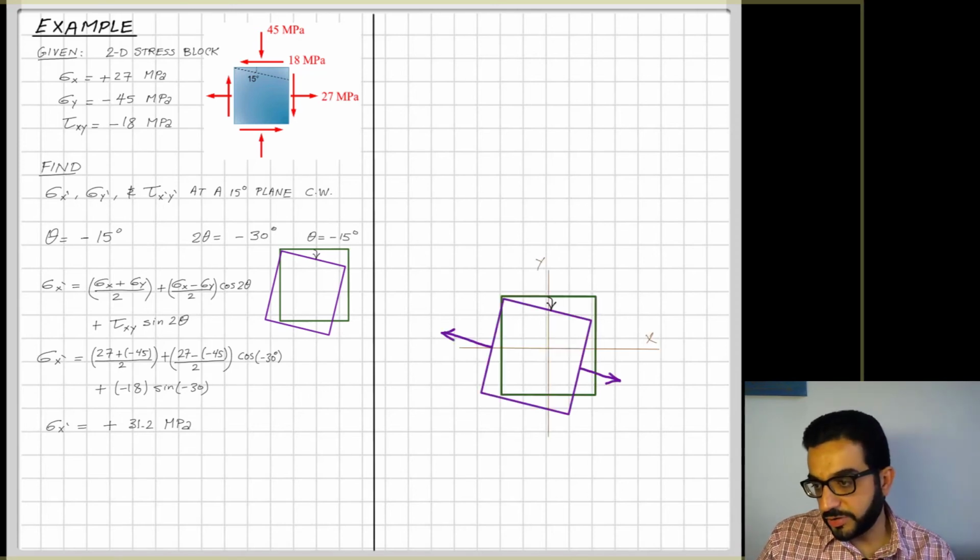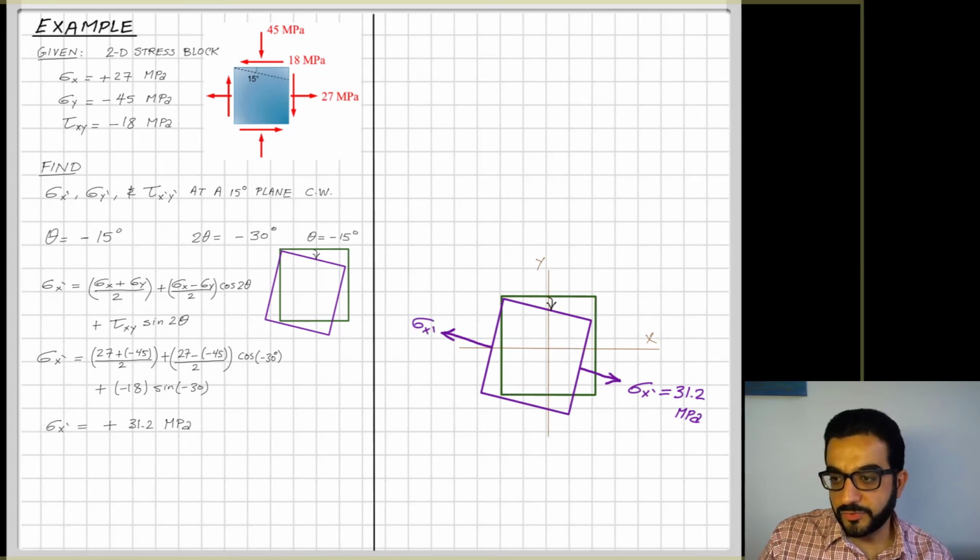So if I draw here the block, it's now this face here to the right. The green block was the x-axis in the original orientation. Now in the new orientation, I can trace that x face of the block, and I draw now sigma x prime on it, and that's the value that I ended up with.